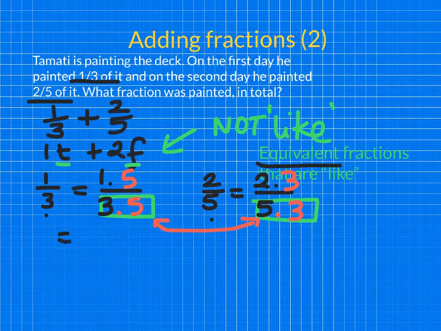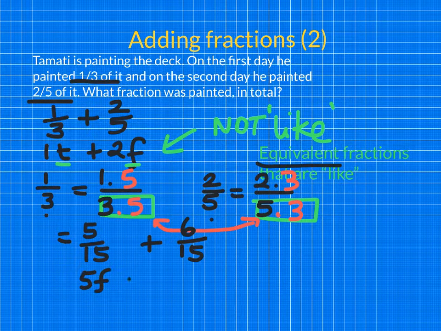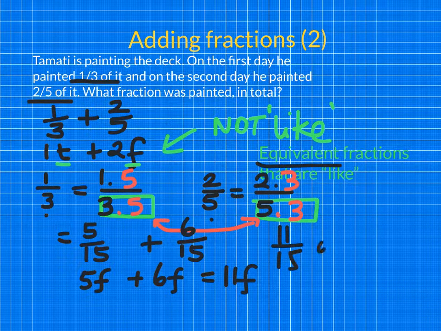1/3 is equivalent to 5/15, and 2/5 is equivalent to 2 times 3, which is 6/15. We now have 5/15 plus 6/15, so that can be written as 11/15. If we write it back in fraction form, 11/15 of the deck has been painted.